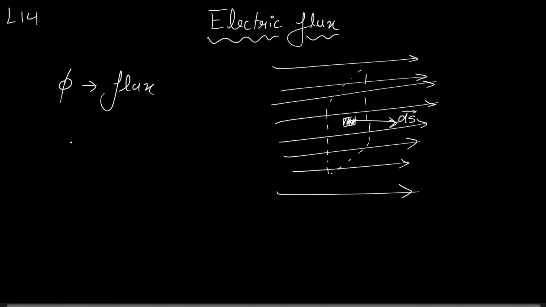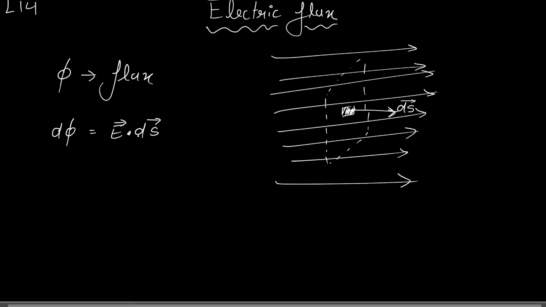Then I represent the flux, d phi, with this symbol. The small flux through the small surface area that I have taken is nothing but E dot ds, simply the dot product between the electric field and the ds vector. And this dot product will give the electric flux. If you want to find the total electric flux, then you have to integrate E dot ds vector, and this is the total electric flux.